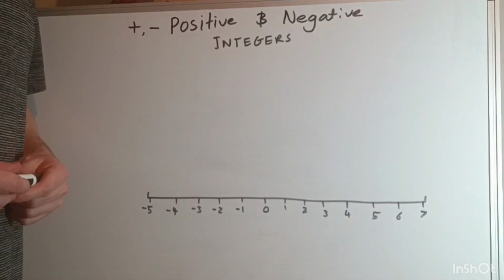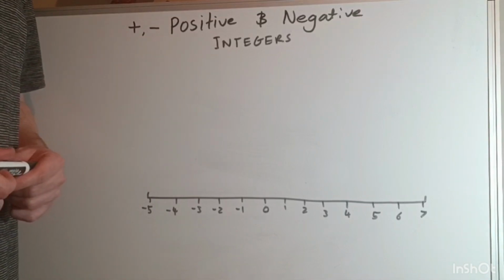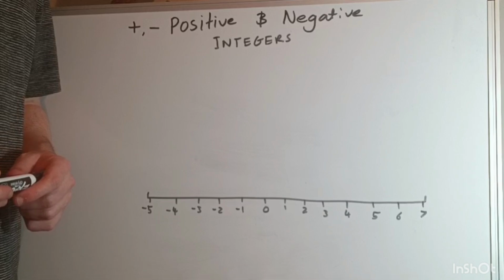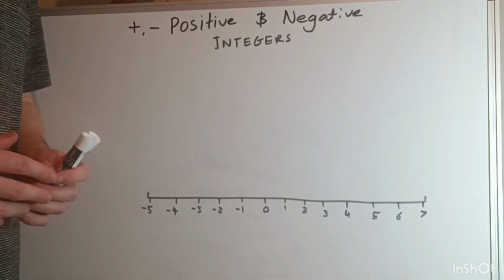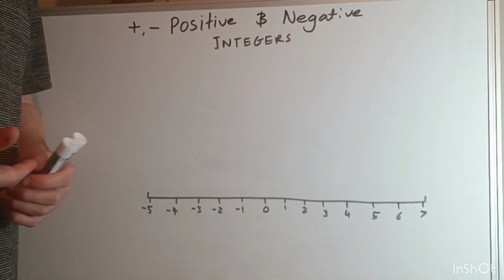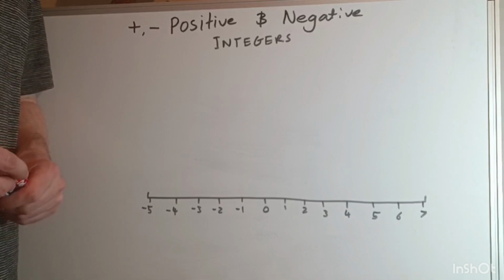So it should be worthwhile to start off with some definitions. An integer is a whole number. So a number with no fractions, no decimals. It can be positive, it can be negative, or it can be zero. But the important thing is it's a whole number.